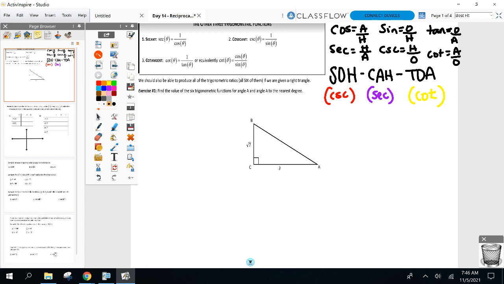So one more time: cosecant, flip sine. Secant, flip cosine. Cotangent, flip tangent. Those are all six that we're responsible for. All right, let's try them out here.